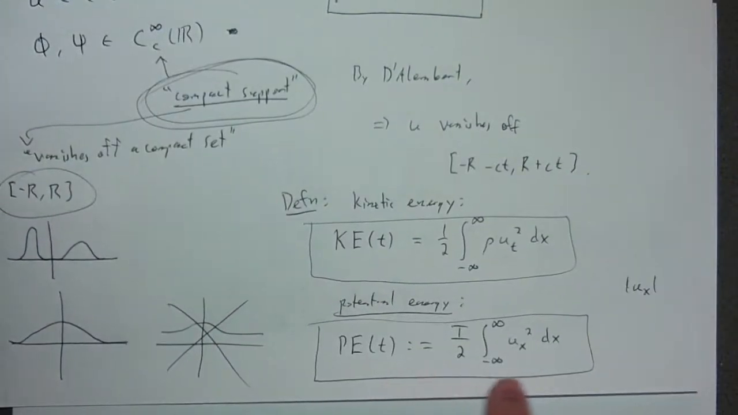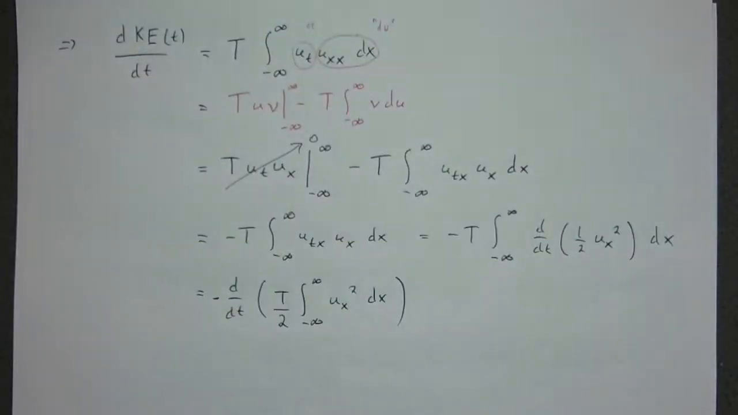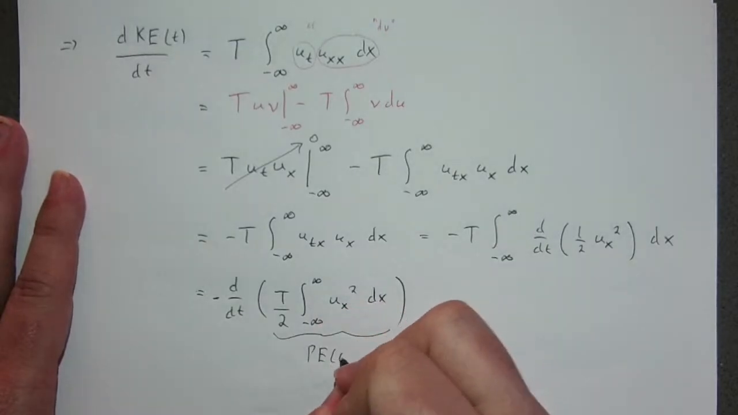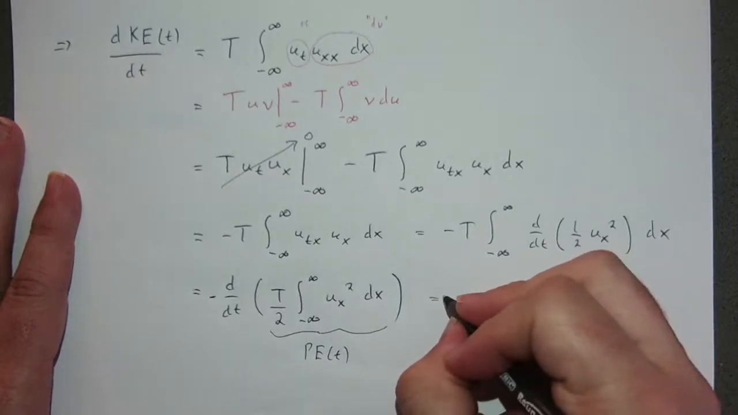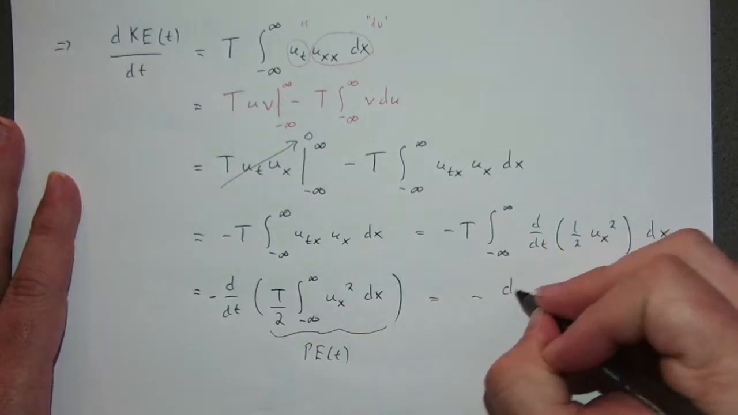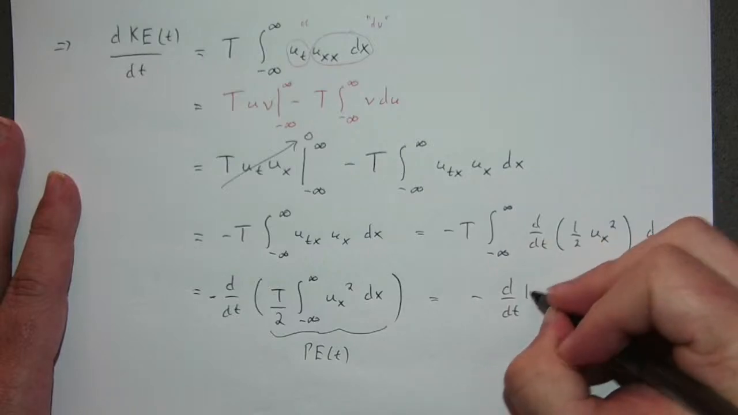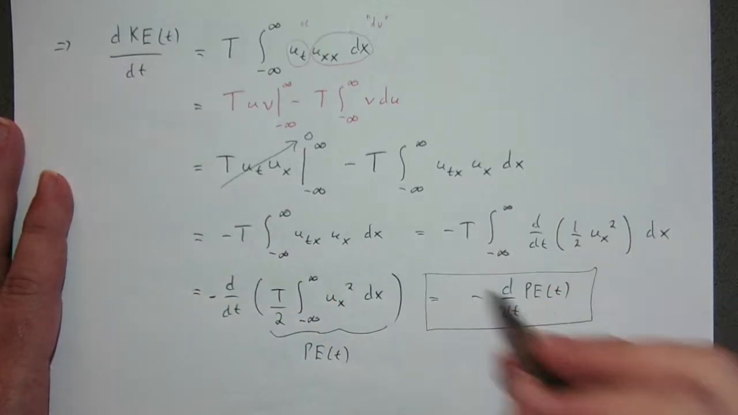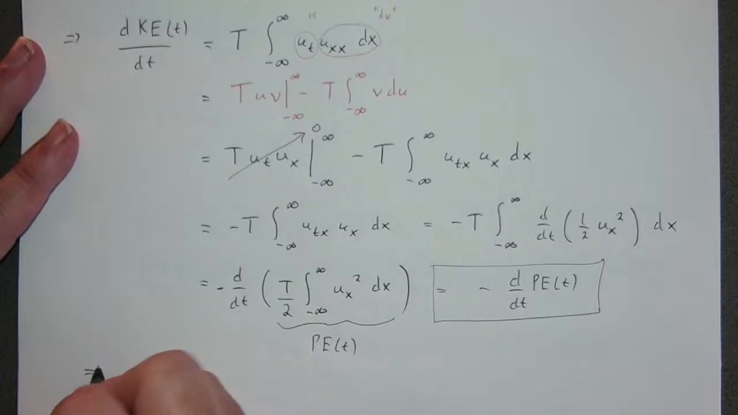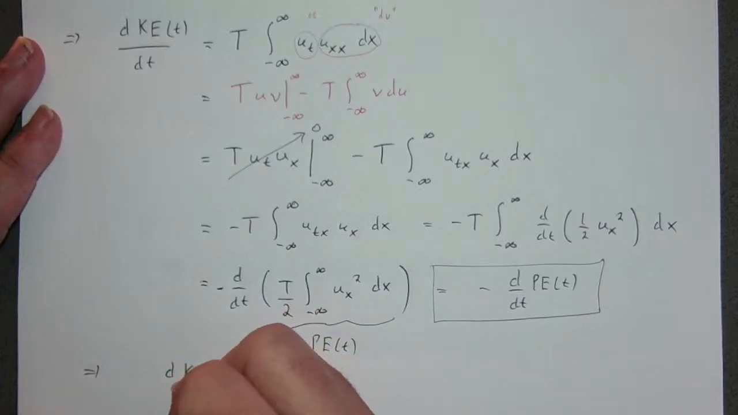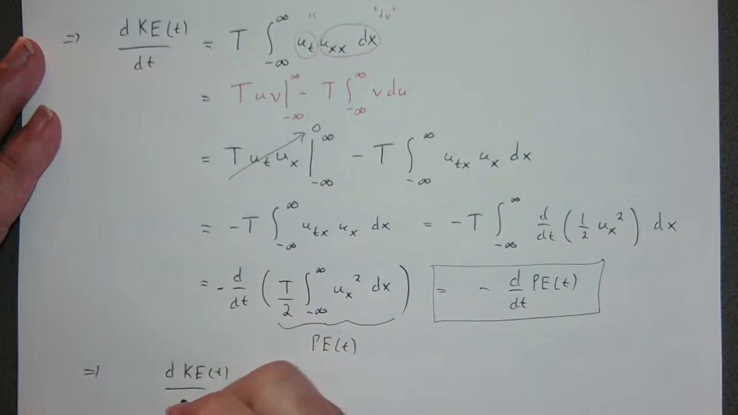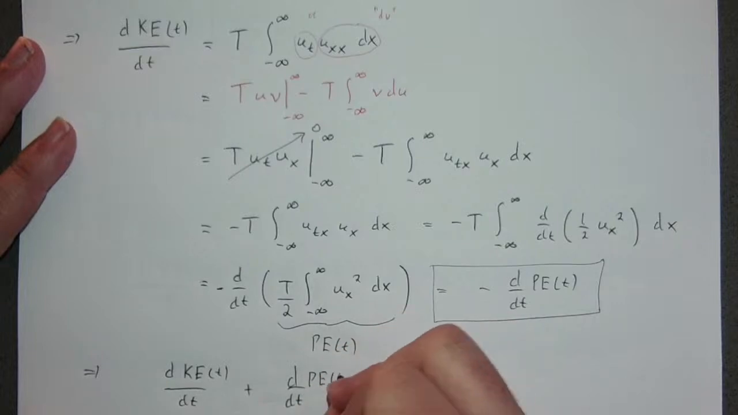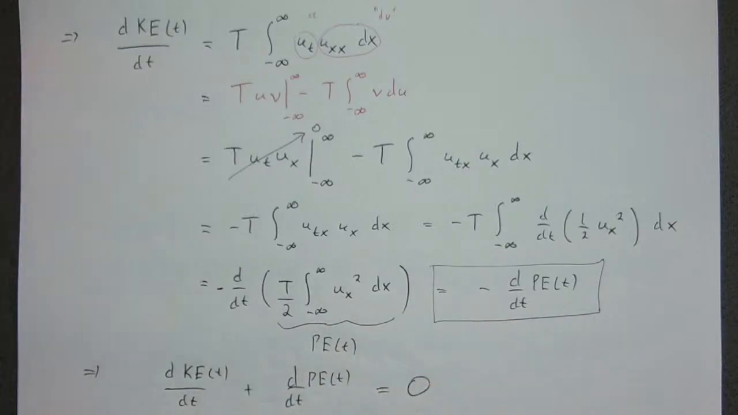That's my potential energy. So this is the potential energy, which means that I've shown that this is minus the derivative with respect to t of the potential energy at t. So that is what the derivative of the kinetic energy is. So what I've shown is that the derivative of the kinetic energy with respect to t plus the derivative of the potential energy with respect to t is equal to 0.